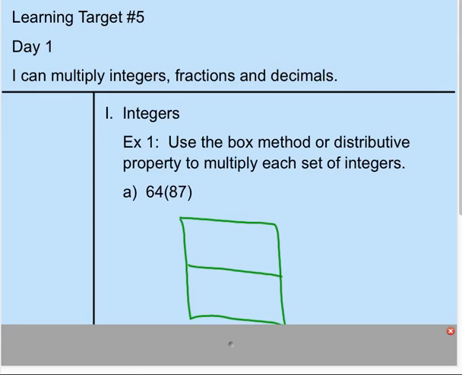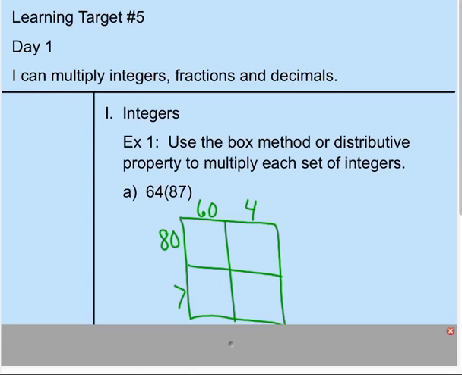And we need as many rows and columns as we have digits in our numbers. So since I have two-digit numbers, I need 2 rows and 2 columns. And then we split up our digits using place values. So 64 becomes 60 plus 4, and 87 becomes 80 plus 7. And then we multiply. We're kind of finding the area of each box that we just made.